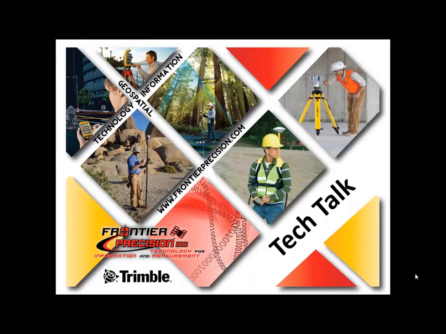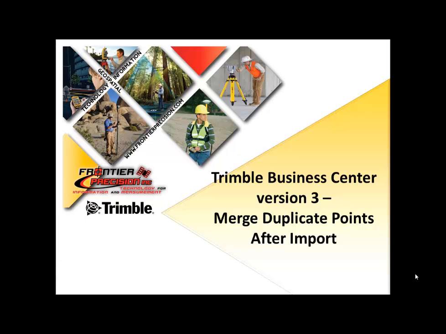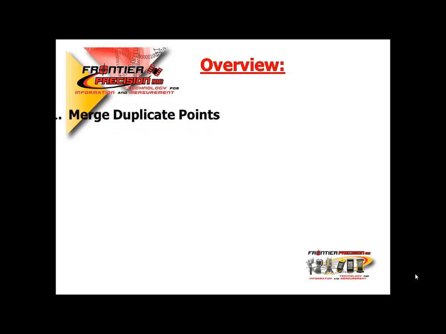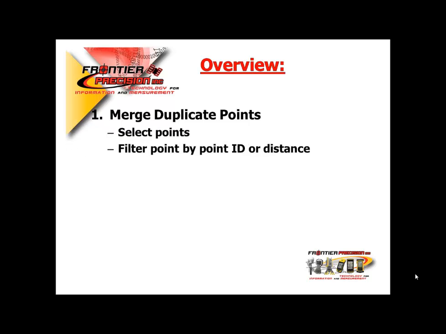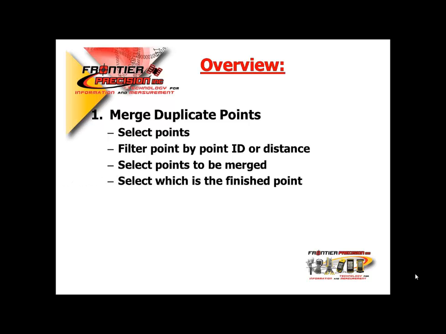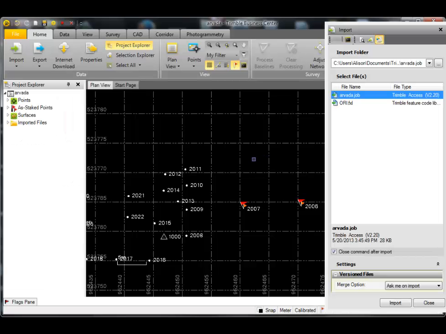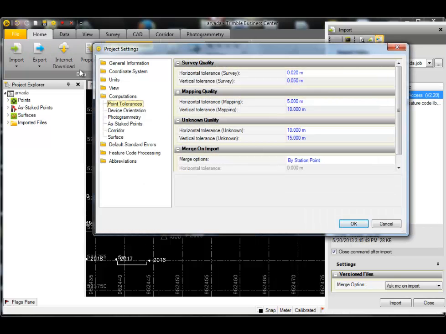Today we'll be merging duplicate points after importing them into Trimble Business Center version 3 and above. There are several steps to merging points. We will be selecting points, filter points by point ID or distance, select points to be merged, and select which is to be the finished point. Before we start, I'd like to show you the settings for merging duplicate points on import.